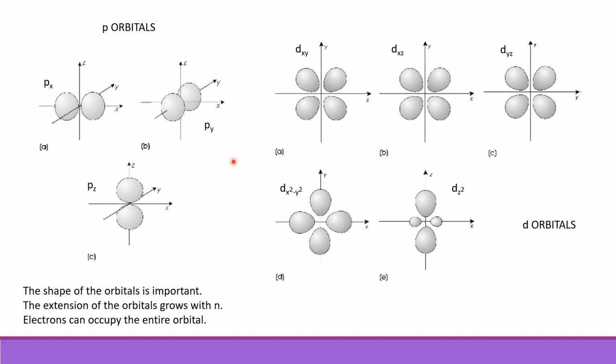Electrons, as you know, can occupy the entire orbital, so electrons can be found anywhere here, anywhere here. This is because the orbital is constituted by the two lobes, or the four lobes in this case. And also very important is that the shape is going to determine how strongly the bonds are formed. Yeah?